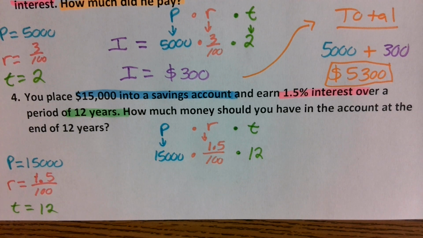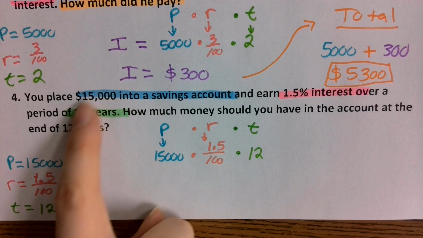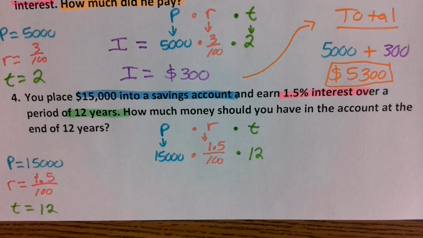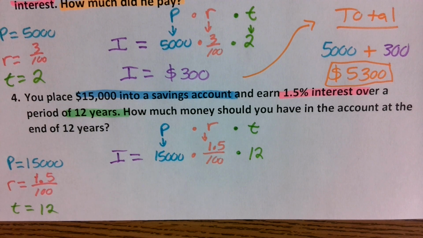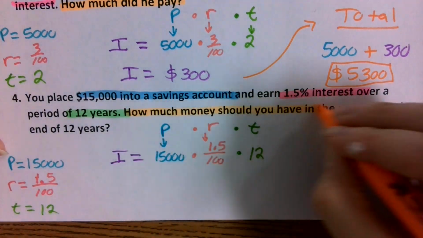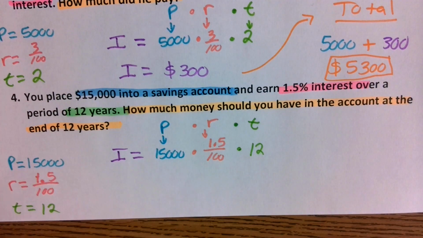Is that going to be interest alone or is that a total? Total, right? Because you have $15,000 already, then you're going to put some interest into the account as well. So we're looking for a total this time. How much money is going to be in the account after the 12 years is over? That's going to represent a total.